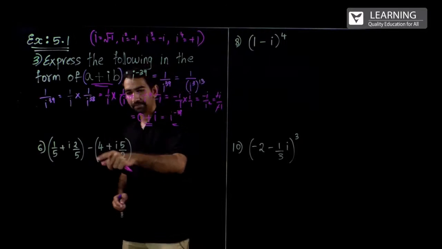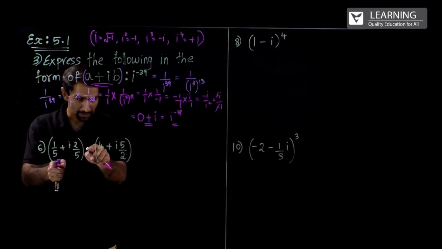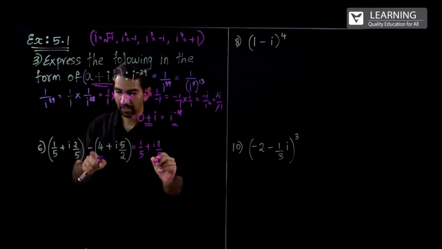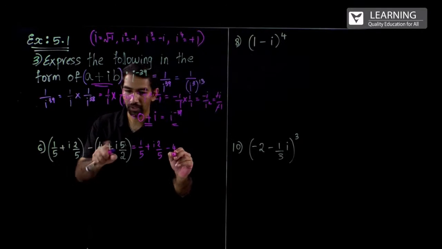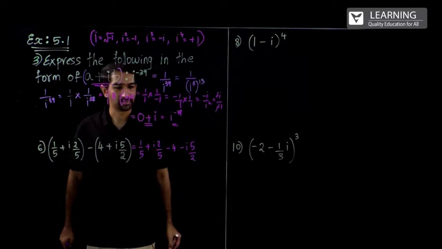Moving on to the next one. Again we have to express this in the form of a plus ib. Now what we'll do is distribute this minus sign inside. So what will we get here? We'll get 1 by 5 plus i 2 by 5 minus 4, and again minus i 5 by 2, correct?